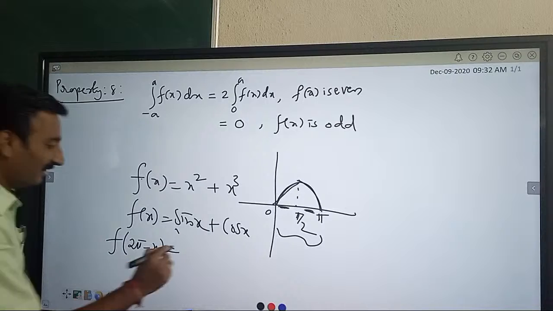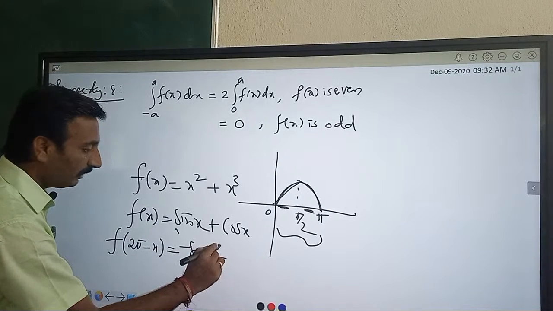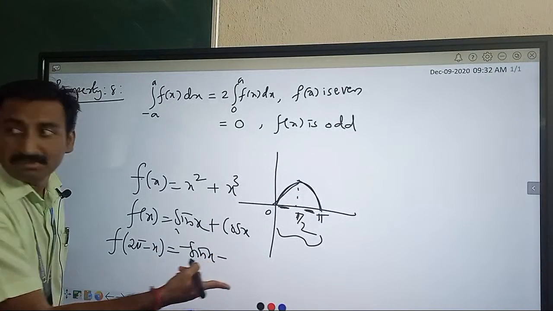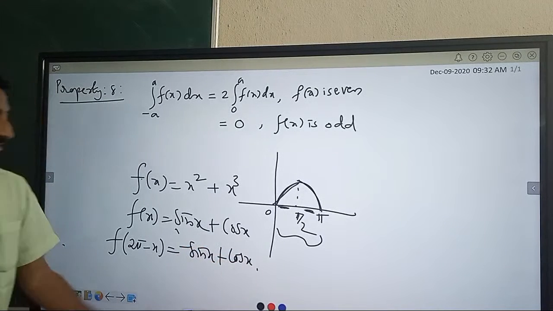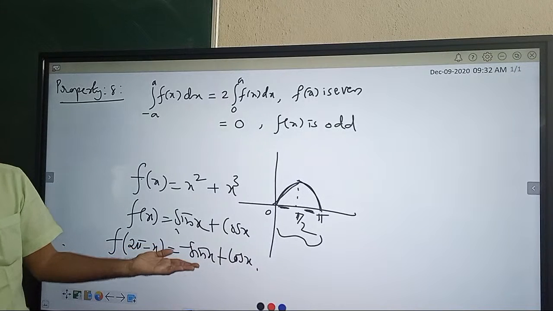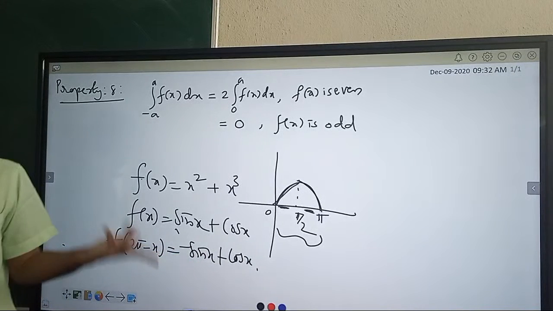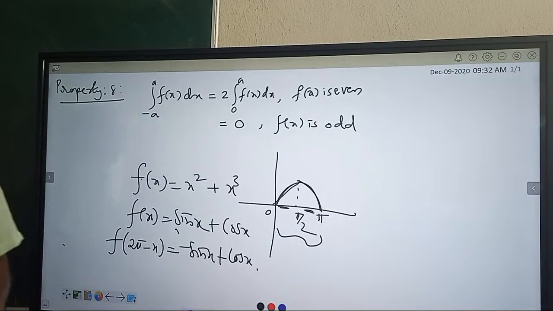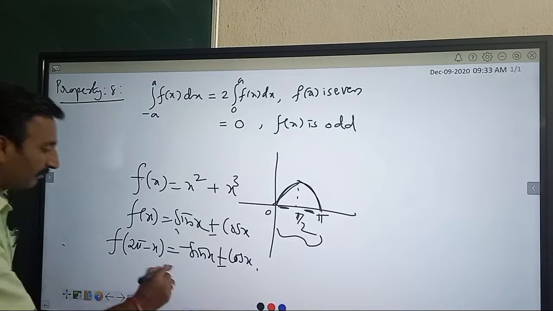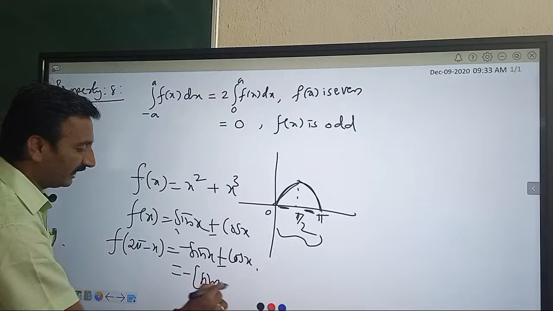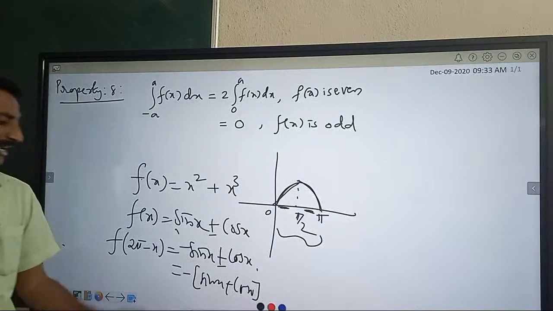minus sine theta, minus sine x, and cos of 360 minus theta plus cos theta. So it cannot be valid for property number 7 also. It may happen, but sometimes the cases will be valid for both. If I take minus common, then minus sin x plus cos x. So you can say the answer goes to 0.